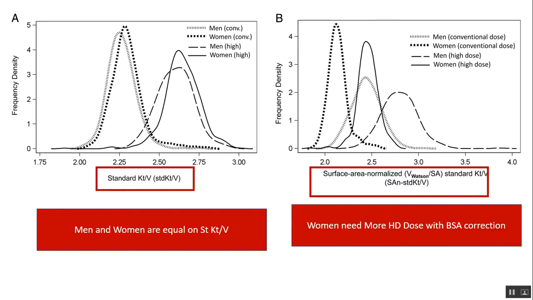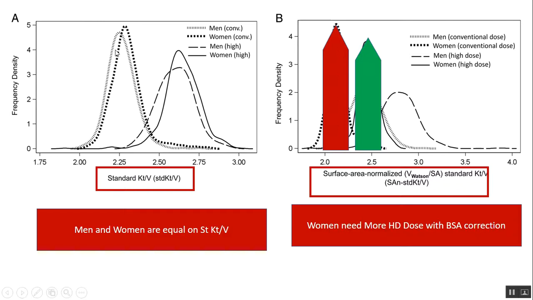When we look at the standard KT over V in the paragraph and compare it with the surface area normalized standard KT over V, we will find that women got less hemodialysis dose. Subsequently, KT over V shows no difference when assessing the volume of distribution of urea. But if we divide the KT over surface area, we found that the females got less hemodialysis doses.